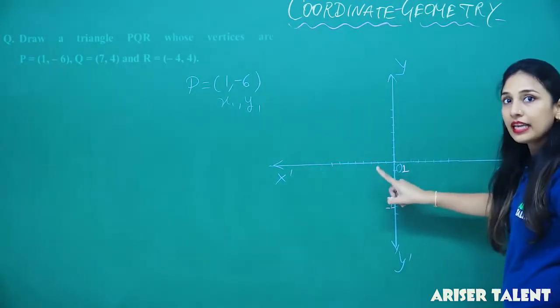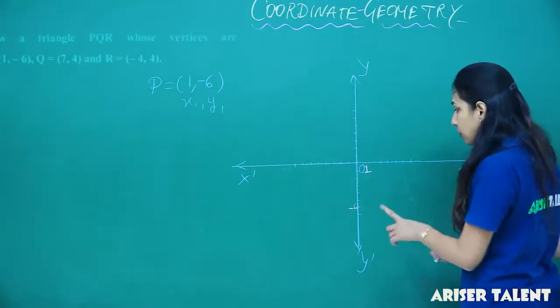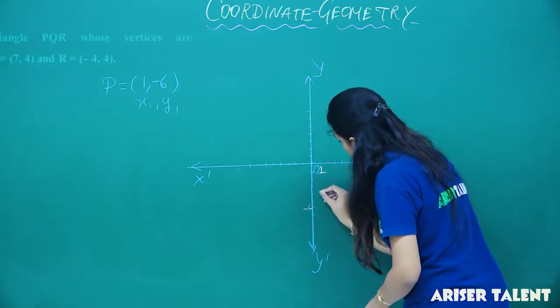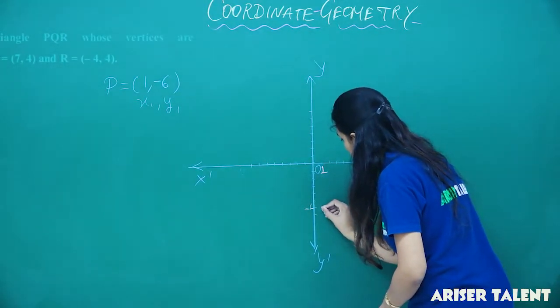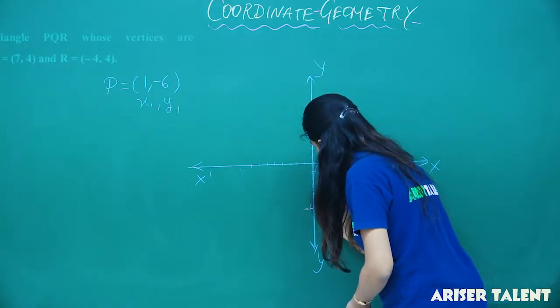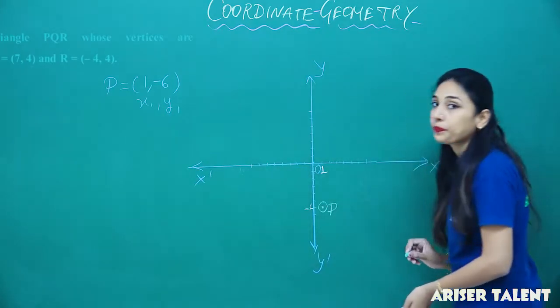You have to write it like minus 1, minus 2, minus 3, minus 4. You have to write it like that. So 1 and 6. Now this line will be coming here and 6 is here. So there will be a point here. So this is a point, and this point is what, my students? This is the point P.